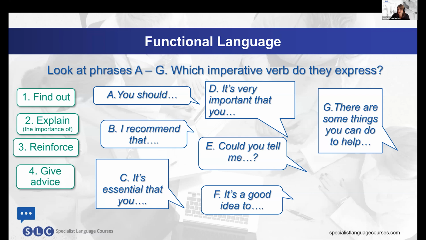The last one is give advice. So in this role play, we're giving advice on managing eczema. So there is more than one phrase for number 4. Okay, let's have a look at those phrases, and then let's have a look at the differences between the phrases.